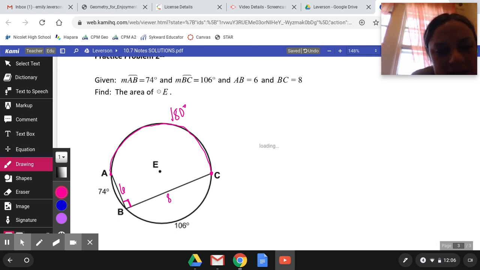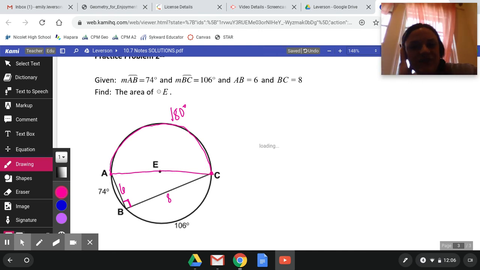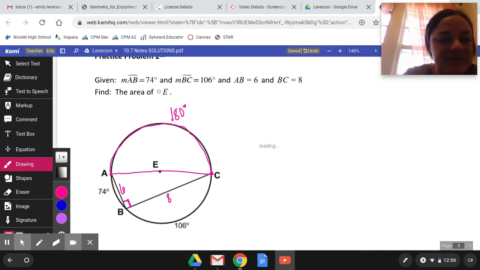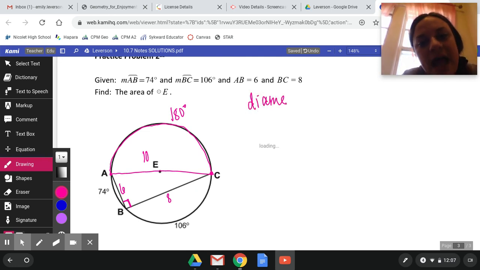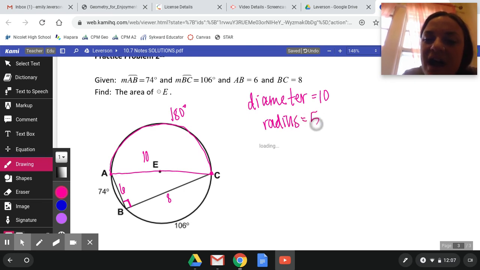So if I connect AC, I know that that's actually going to be a diameter of the circle, and I now have a right triangle, which means that I can use the Pythagorean theorem or special right triangle relationships, it's a Pythagorean triple, to find the length of AC. So AC is 10 units long. 6 squared plus 8 squared is 100. Square root gives me 10. Well, that's my diameter. So if my diameter is equal to 10, then I know that my radius is equal to half of that, which is 5.